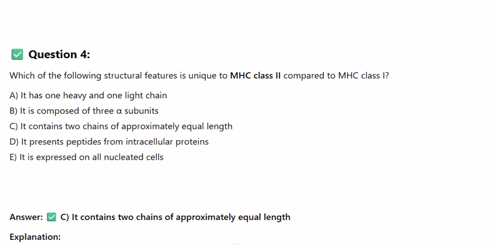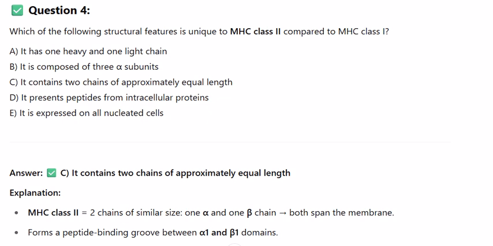Question 4. Which of the following structural features is unique to MHC class 2 compared to MHC class 1? A. It has 1 heavy and 1 light chain. B. It is composed of 3 alpha subunits. C. It contains 2 chains of approximately equal length. D. It presents peptides from intracellular proteins. E. It is expressed on all nucleated cells. The answer is C. It contains 2 chains of approximately equal length.